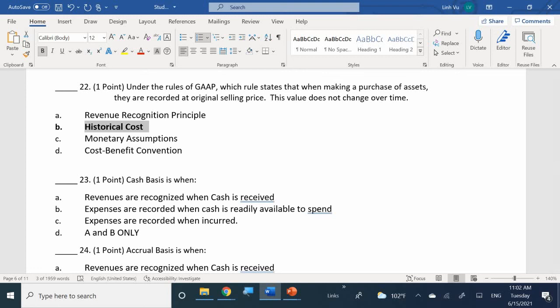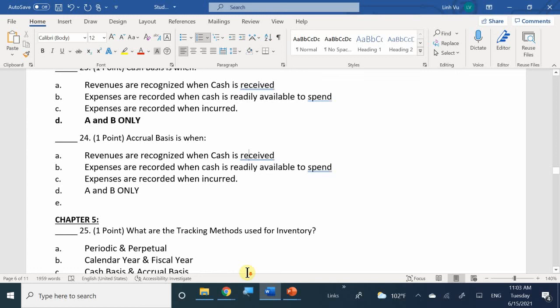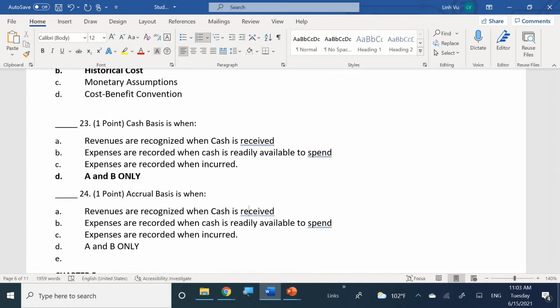A says revenues are recognized when cash is received. That's correct. B says expenses are recorded when cash is readily available to spend. That is correct. So D is correct. A and B are exactly what a cash basis does. Our last question here, number 24. Accrual basis is when? C, expenses are recorded when incurred.